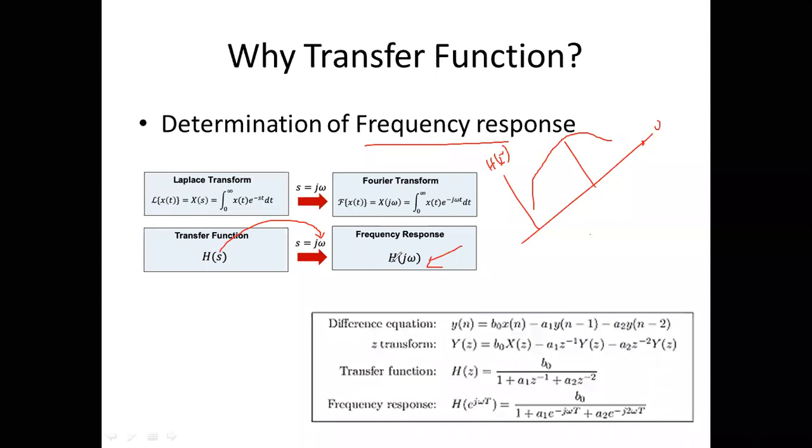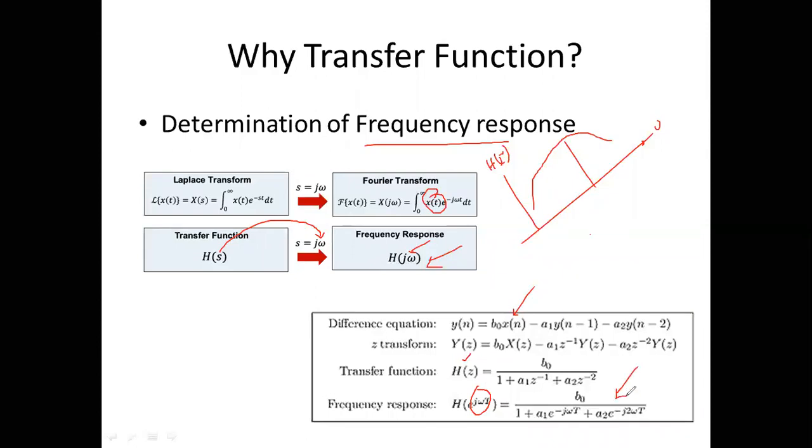Does it give a gain for a particular frequency? Does it give a loss for a particular frequency? How much is the gain for which frequency? Now, since your input is analog, you can do analysis for the analog frequency omega. The moment you convert the data from x(t) to x(n), you get the Z transform. If you replace s by j omega, you get the analog frequency response. If you replace z by e to the power j omega, you get the digital frequency response.